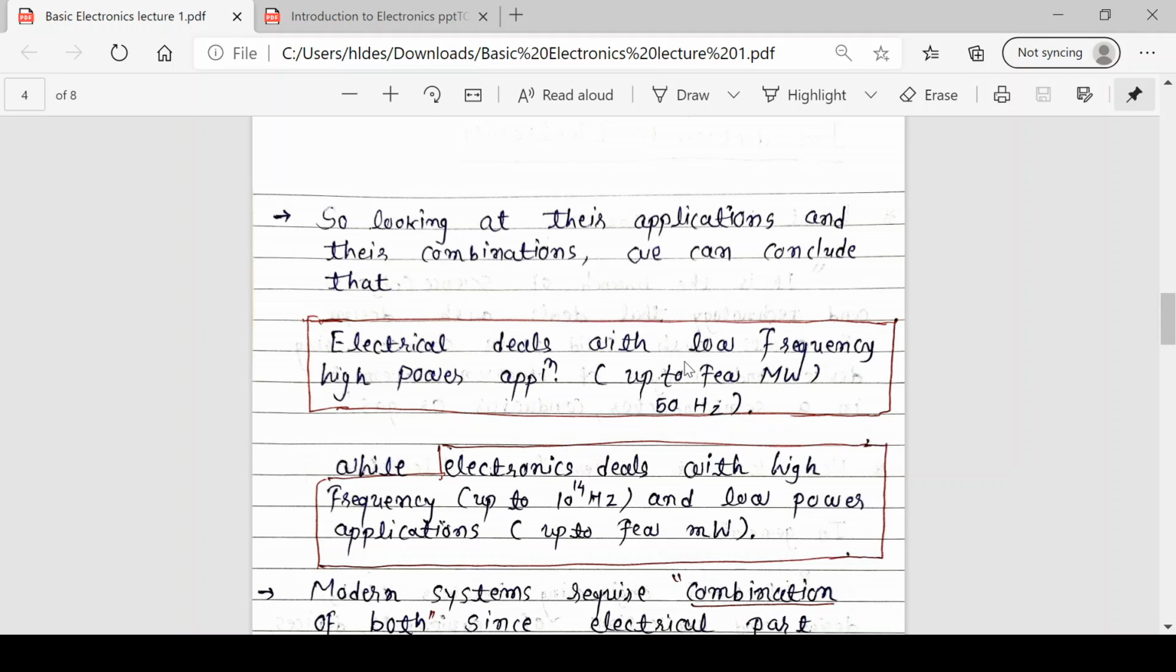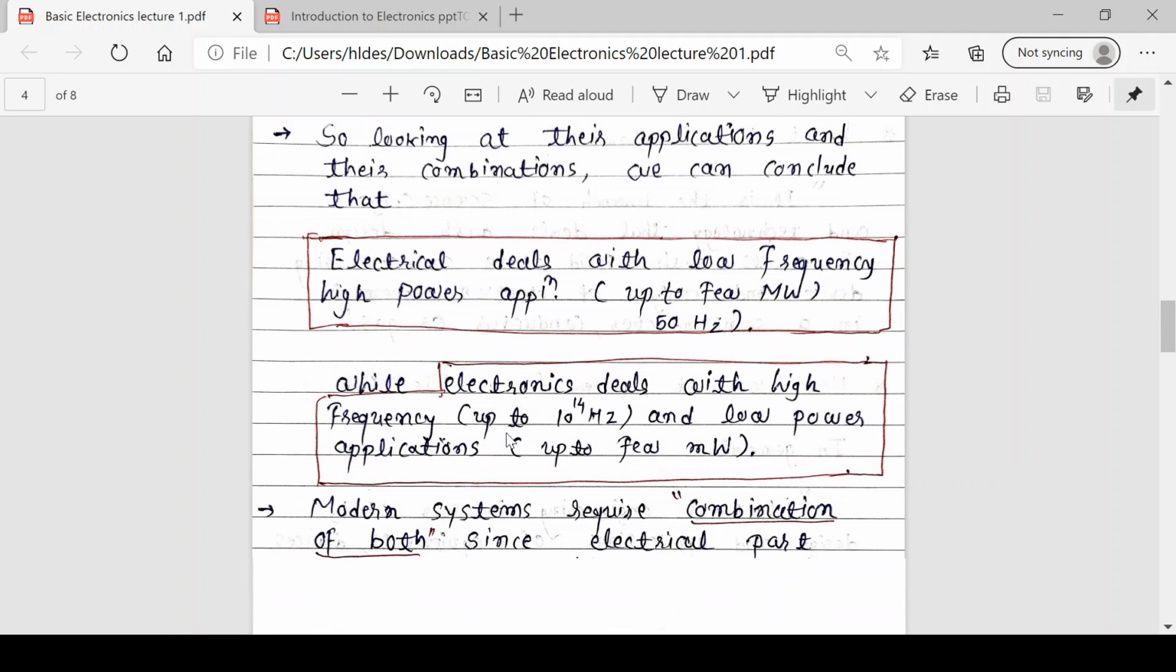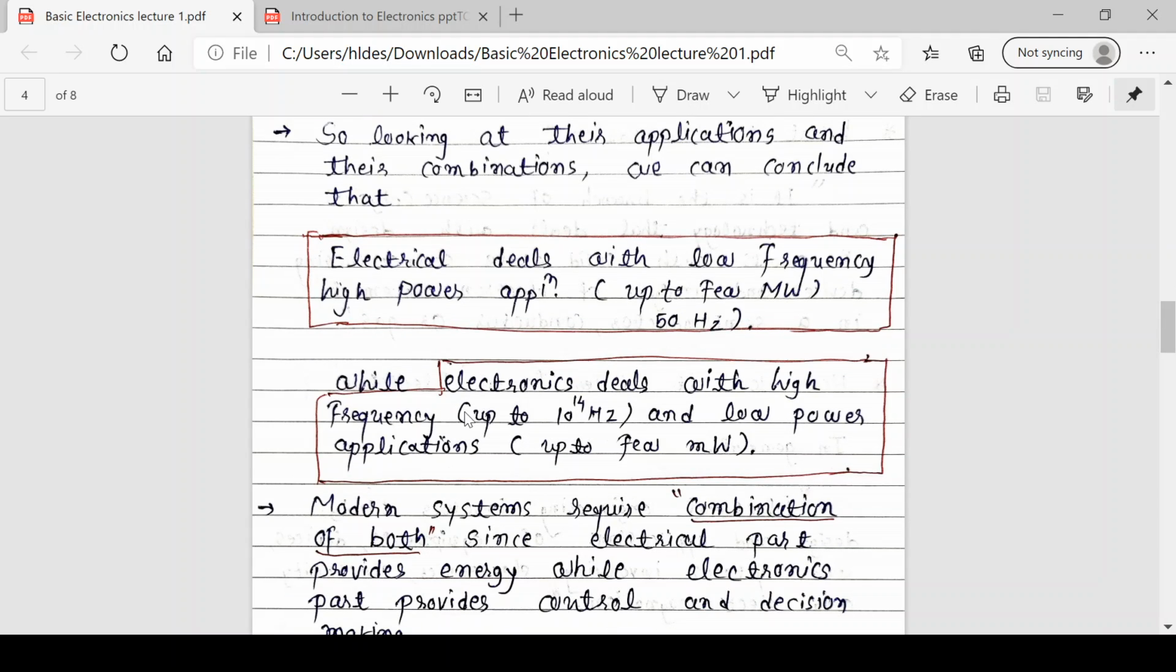And what is electronics then? Electronics deals with high frequency up to terahertz, 10 raised to 14 hertz, and low power applications. Your mobile is charged with a 3.5 volt charger, so you can say power will be very less, up to a few milliwatts only. So this is the main distinction between electrical and electronics. Electrical deals with high power and low frequency. Electronics deals with high frequency and low power.